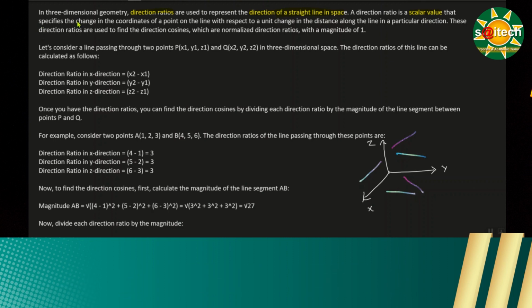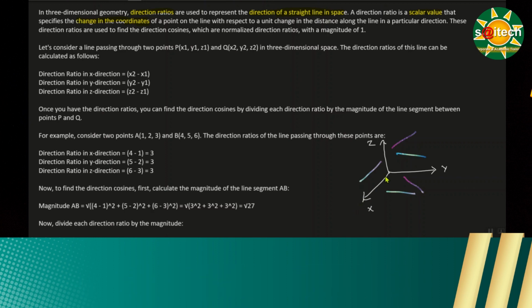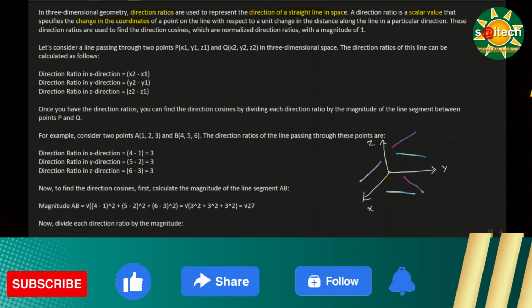It specifies the change in the coordinates of a point on the line with respect to a unit change in the distance along the line in a particular direction. For example, if the point is lying on the x-axis, probably here or here or here or here, exactly on the x-axis.